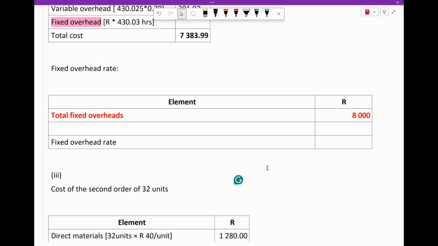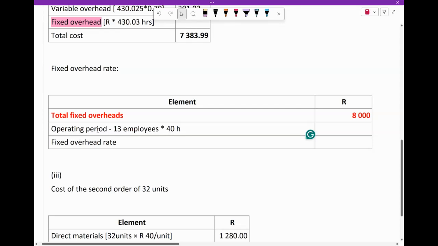160 hours. What's times 4? Yes, 40 times 4 times the 13, isn't it? So here, 2008. So we then say operating period. Okay, this is how I think of it. We have 13 employees. All right, then we say times what? 40 hours. Then we say times 4 weeks. And are we done?